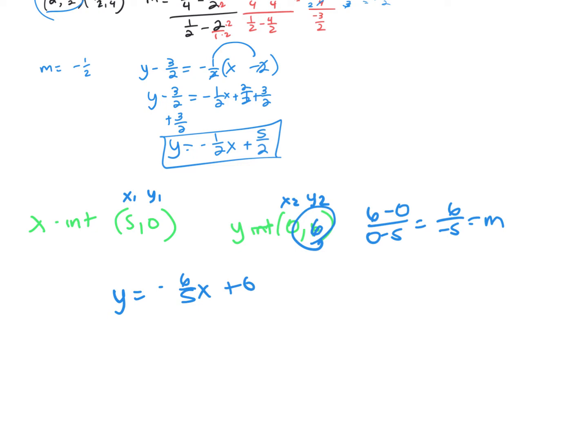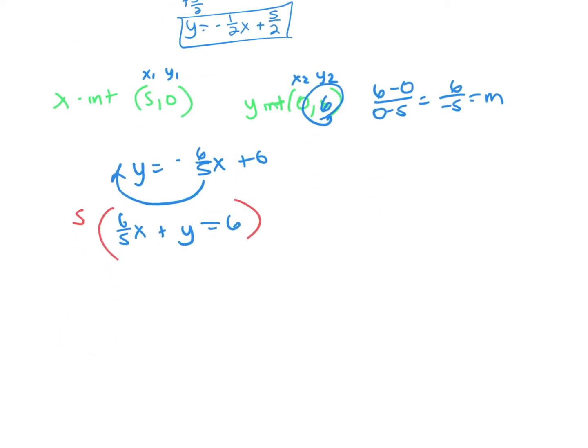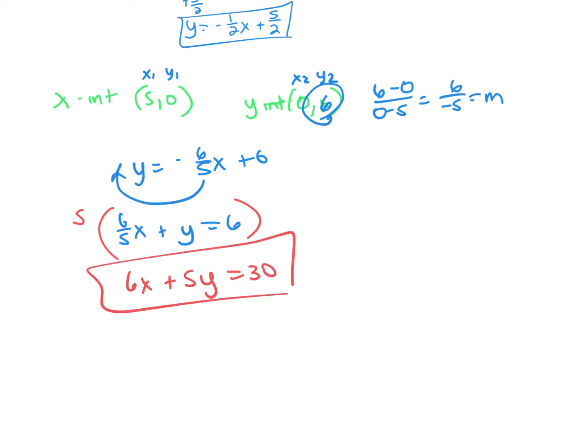But it wants it in standard form, which is the same thing as general form. Move this so it's positive 6/5 x, and then get rid of your fractions. So that's called general form or standard form. Those mean the same thing. But x and y on the same side, x has to be positive, no fractions, no decimals.